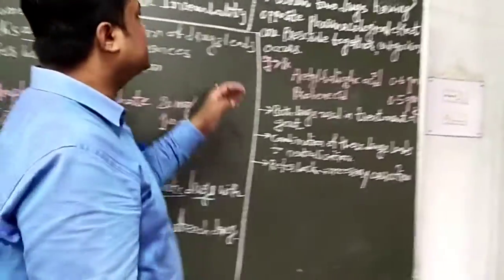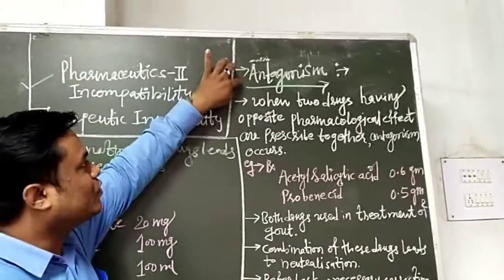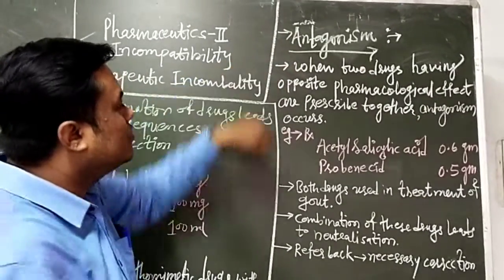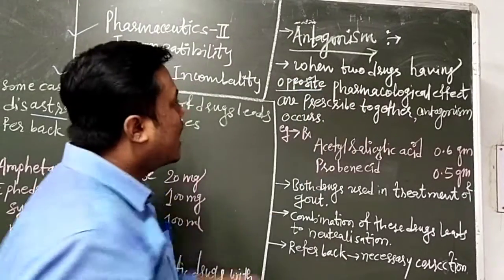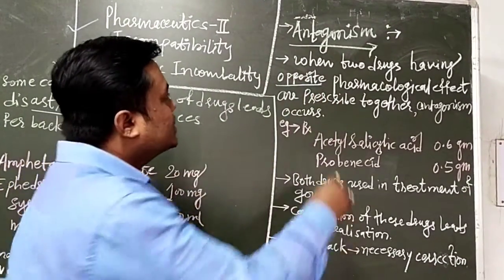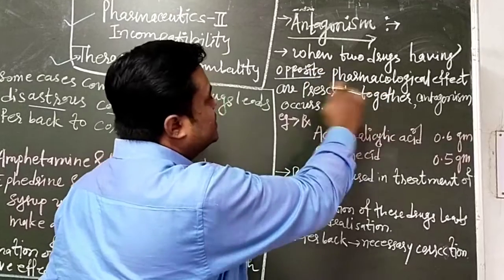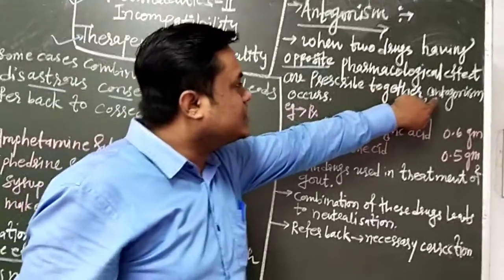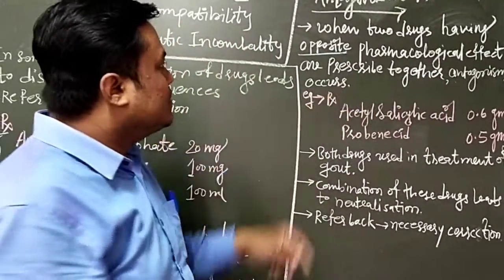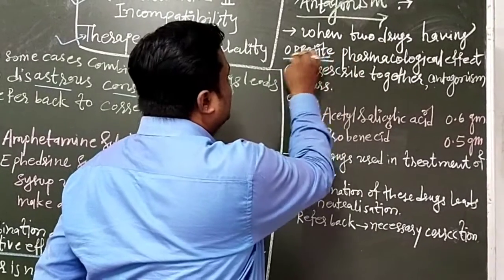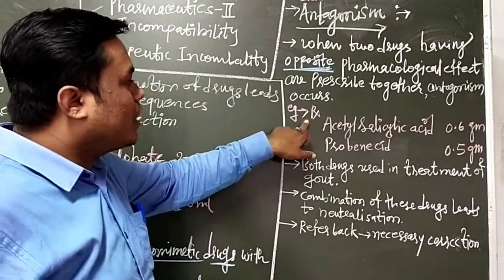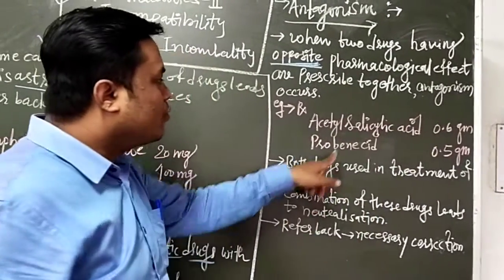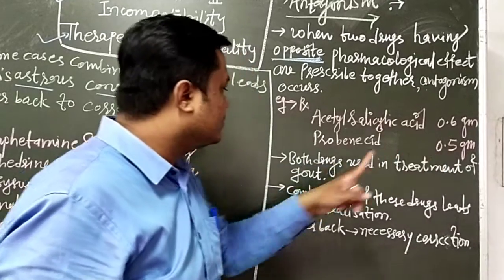Next is antagonism. What do you mean by antagonism? Anta means against. If two drugs having opposite pharmacological effects are prescribed together, antagonism occurs. That means there are opposite actions of the two drugs when prescribed together. For example, Rx: acetyl salicylic acid 0.6 gram, probenecid 0.5 gram.